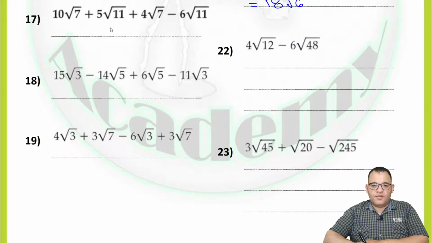10 root 7 plus 5 root 11 plus 4 root 7 minus 6 root 11. Now we have like terms. The like terms that we have are root 7 and root 7, root 11 and root 11. So at the first it will be 10 plus 4 equals 14, and write root 7. 5 minus 6 equals negative 1. So it will be negative 1 root 11.